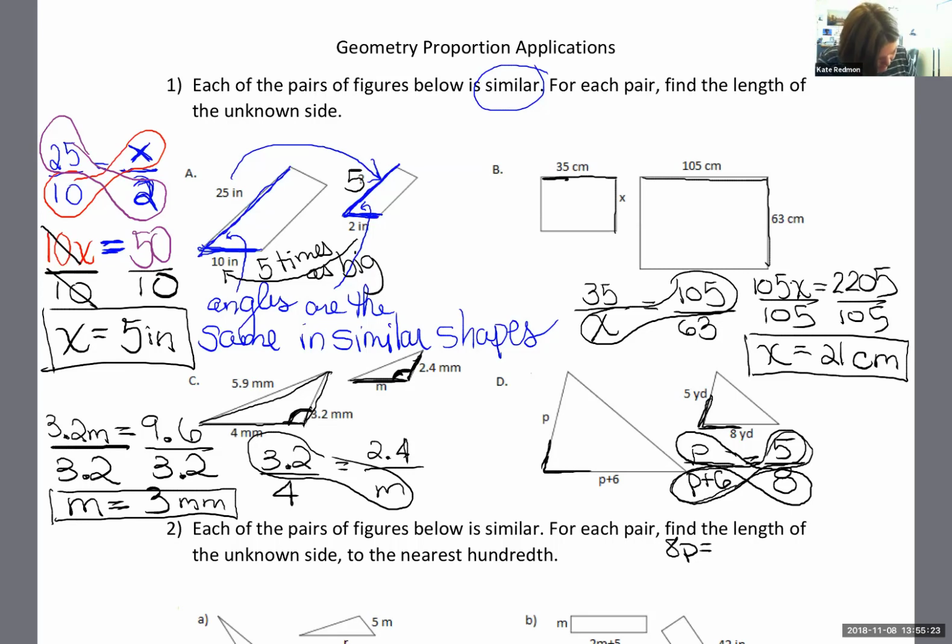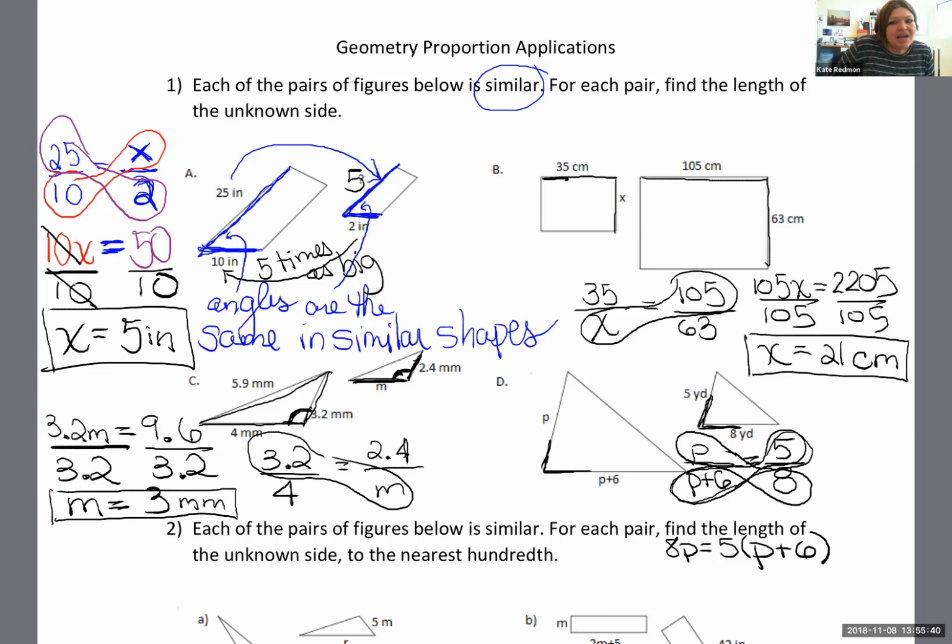So this is the same as 5 times the quantity P plus 6. And I'm just going to write it down before I deal with it. Is everybody okay with that? Sure. Yes. Okay. Now, I can't just divide away that little 5 like we were doing last time.